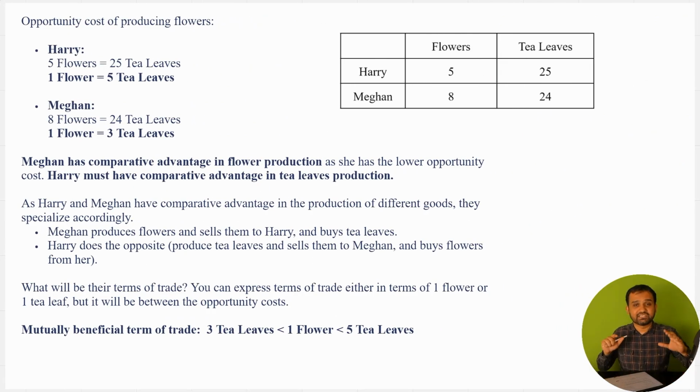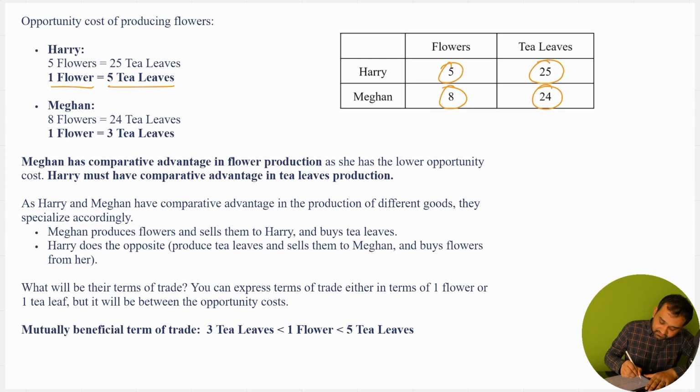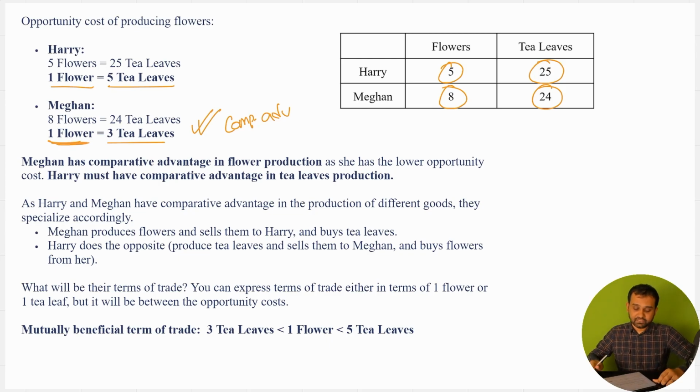What is the opportunity cost of producing flowers for both Harry and Meghan? When Harry produces 5 flowers, he gives up the chance to produce 25 tea leaves. So to produce 1 flower, Harry gave up the chance to produce 5 tea leaves. On the other hand, when Meghan chooses to produce 8 flowers, she gives up the chance to produce 24 tea leaves. So for 1 flower, she gave up the chance to produce 3 tea leaves. If you compare, Meghan gives up fewer tea leaves than Harry when producing 1 flower. So Meghan has comparative advantage in the production of flowers. That means Harry must have comparative advantage in the production of tea leaves.